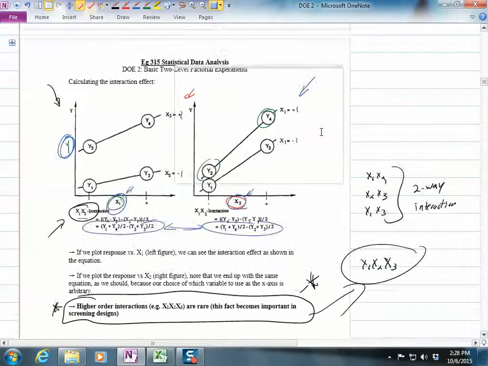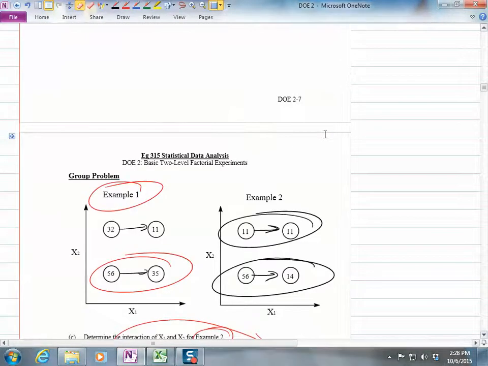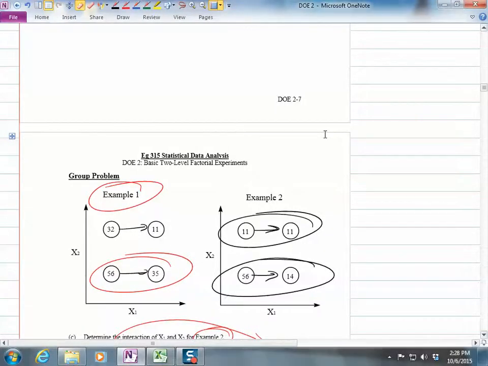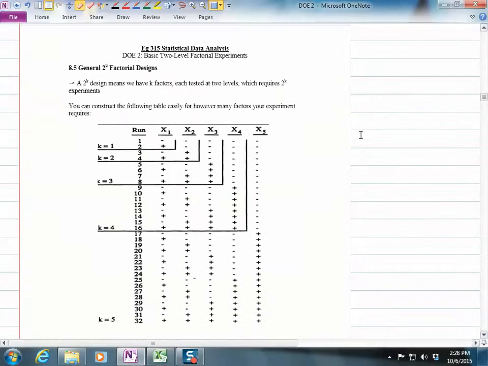So we talked about main effects, which is on average what's x1 doing, what's x2 doing, as far as the change in the response y as x1 goes from its low to its high value. And now we have the interaction effects, which are the effect of x1 depends on x2, and so forth.